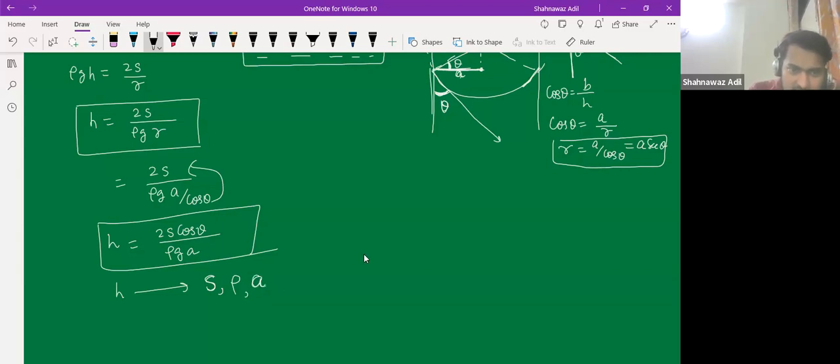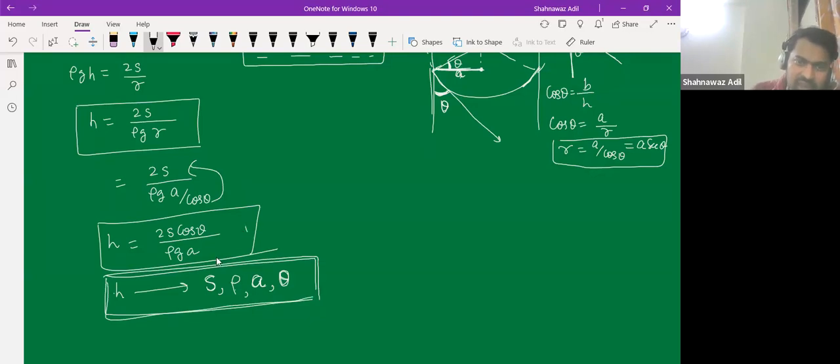So surface tension should be larger and this theta also. So this is also depending upon this theta, right? So we can clearly see that if theta is small, then this would be larger. If A is small, then rise would be larger. If density is small, then again this h would be larger. If surface tension is higher, then it would be larger. So this capillary rise is dependent upon these parameters, right?